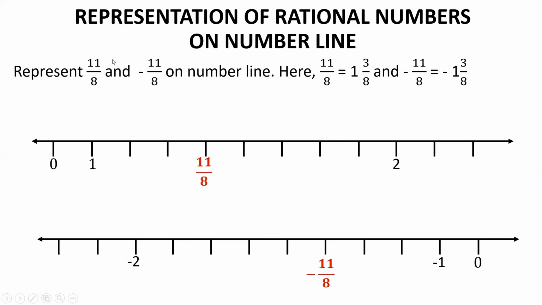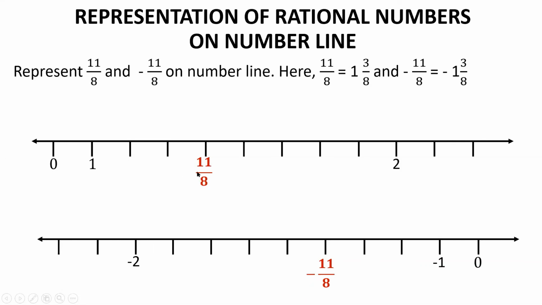So here we have to represent an improper fraction on the number line. First we need to convert this improper fraction into a mixed fraction. So this 11 upon 8 we can write as 1 3 upon 8, and minus 11 upon 8 we can write as minus 1 3 upon 8, or you can say 1 integer 3 upon 8 and minus 1 integer 3 upon 8. Because 11 upon 8 is a positive number, it will be on the right hand side of 0. And here it is one integer, that means it will be between 1 and 2.